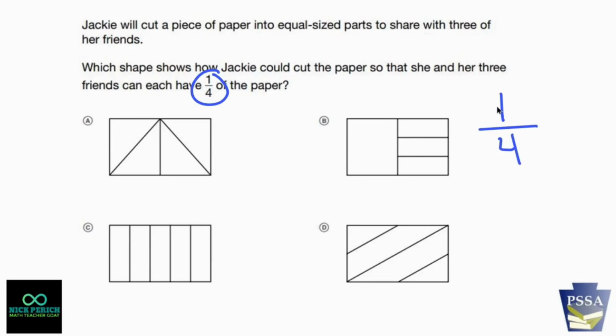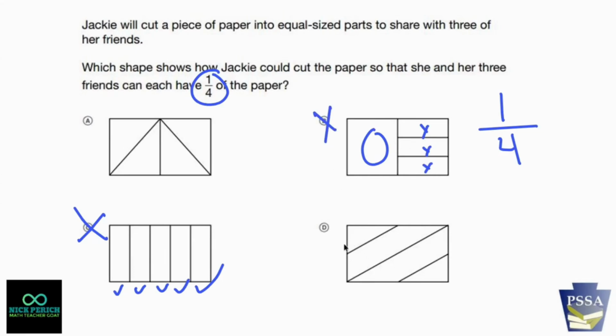So whenever I look at these pictures, I need 4 total sides, and each side has to be the same exact size. Now I'm going to skip A, you'll see why. C is wrong because you have 1, 2, 3, 4, 5 total sides. B is wrong because this side is so much bigger than the others.